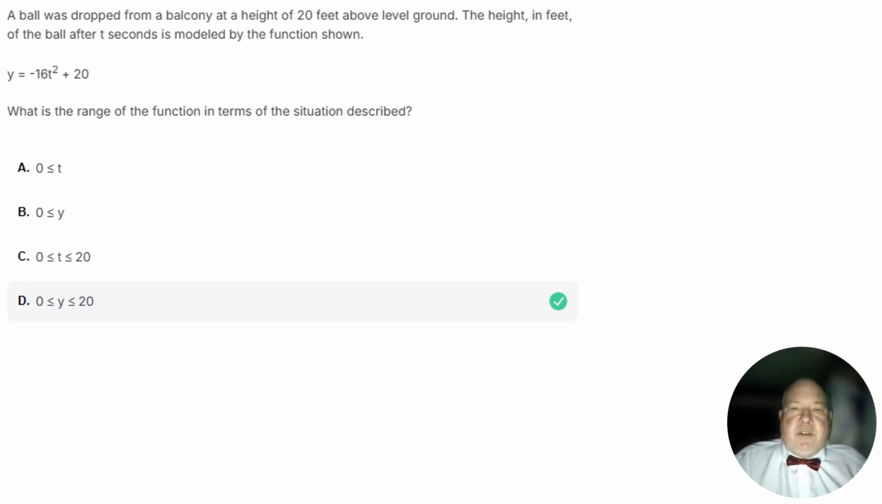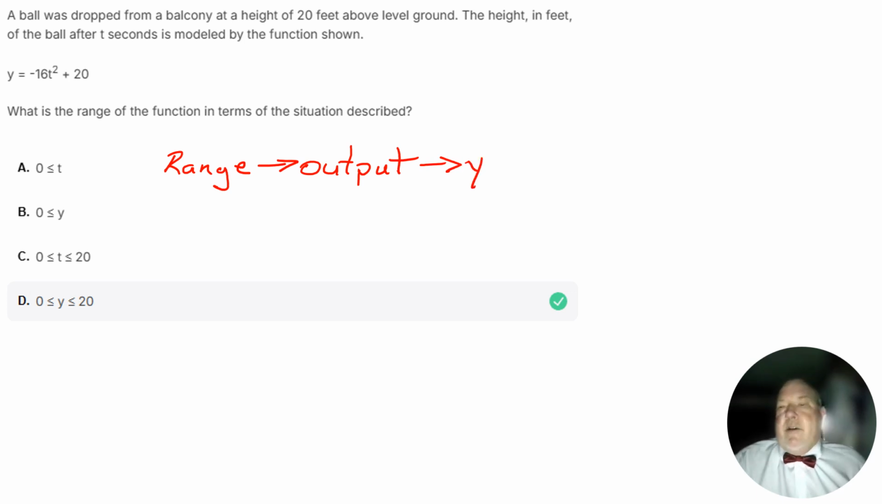So first off, let's talk about that word range. If you don't know what that is, that makes this question pretty difficult. Range is the output of the function. It's what you get out. Or in other words, it is the y values. The y values, which in this case represent the ball's height above the ground, those are our range values.